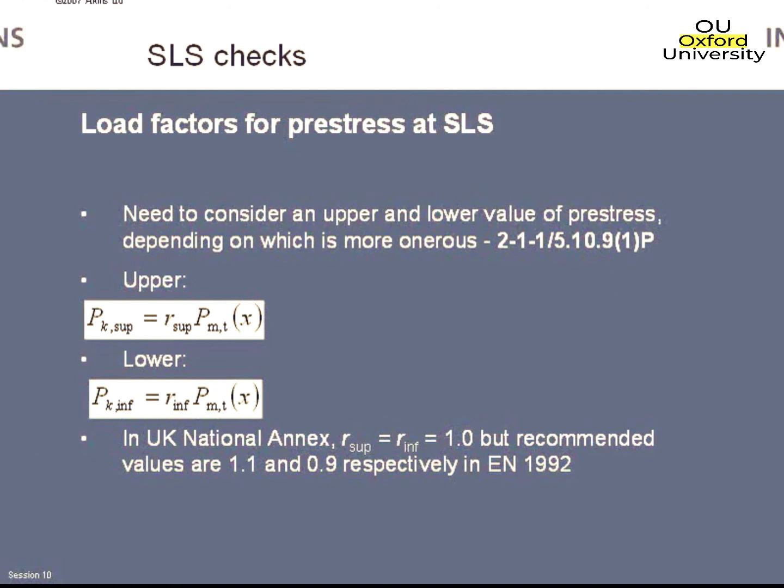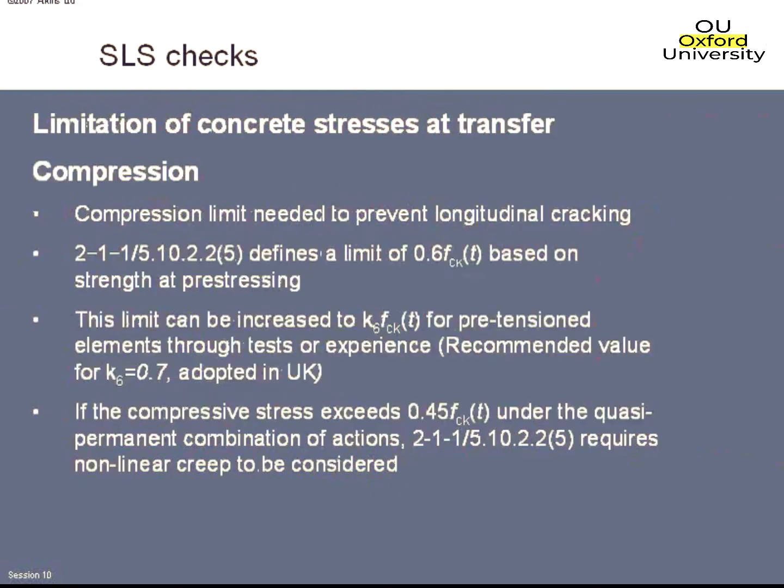In terms of compression, these limits are really just the same as Jessica would have mentioned in the previous section. At transfer, we have to limit our stresses to 0.6 times fck. But if the fabricator or manufacturer of the precast beams can demonstrate that he does this regularly and never has any problem, then he's allowed to increase the stress at transfer up to 0.7 times fck.